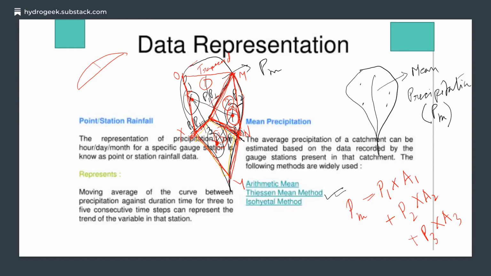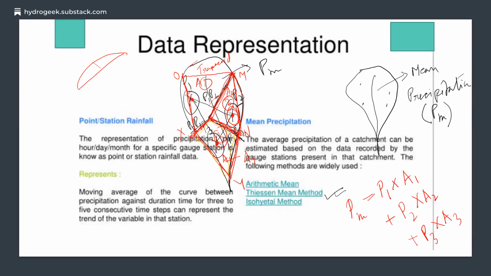This is the polygon which surrounds the rain gauge station P3. So that area is A3. So P3 into A3. The area of this polygon which surrounds the rain gauge station P1 is A1. The area of this polygon, A2, surrounds the rain gauge station P2, and this is the area A3 which surrounds the rain gauge station P3.